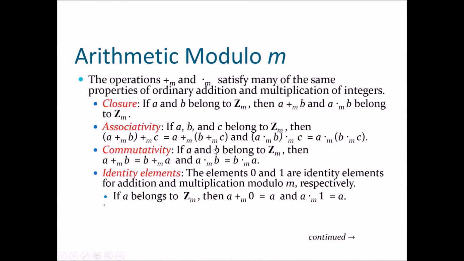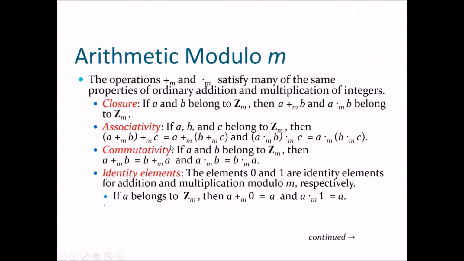Now there are a few properties which addition modulo m and multiplication modulo m hold in the set Zm. Now what is the set Zm? This consists of all the non-negative integers less than m, that is 0, 1, 2 up till m minus 1. Now if a and b belong to Zm, then the addition modulo m and multiplication modulo m of a and b belong to Zm. So this is the closure property under addition and multiplication modulo m.